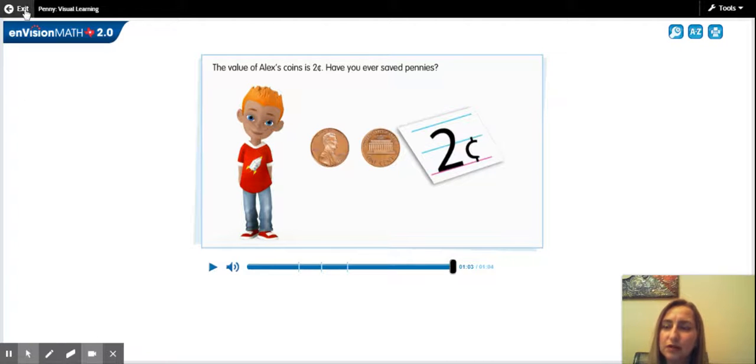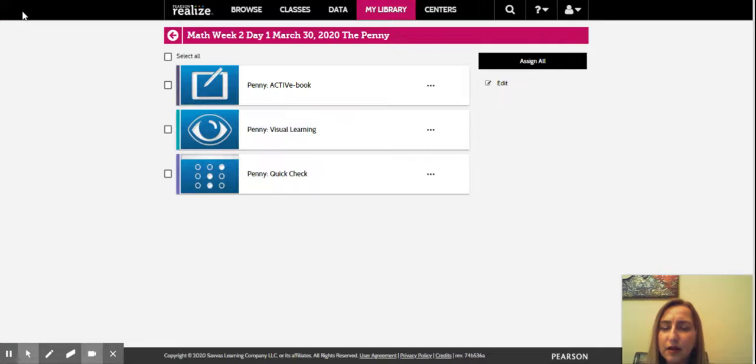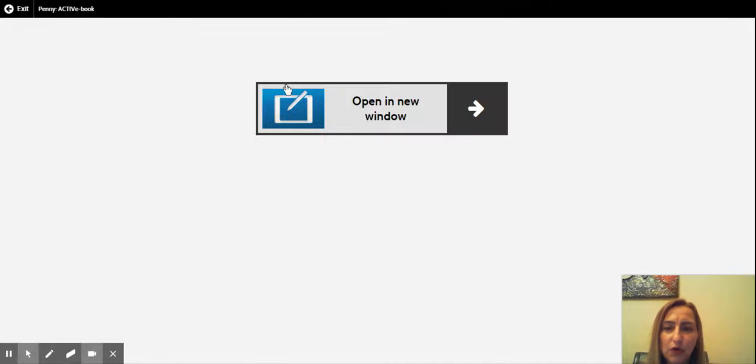Okay, so now that we learned about the value of the penny, let's go back into our active ebook, which is like if you had your book from school. We're going to open a book to the pages about the penny. Let's look at the lesson. Here is one of the pages of the book.